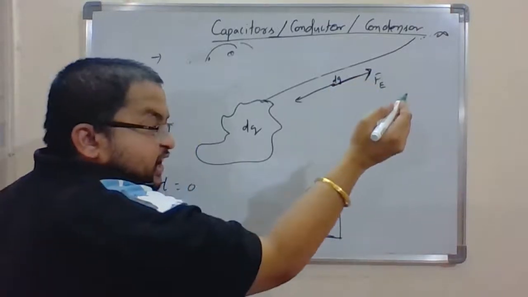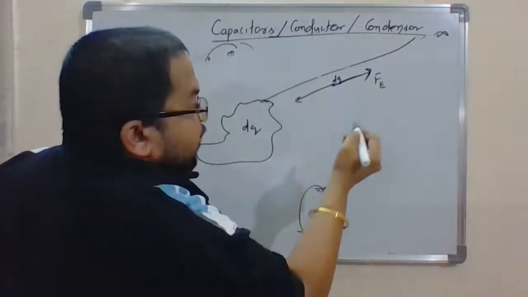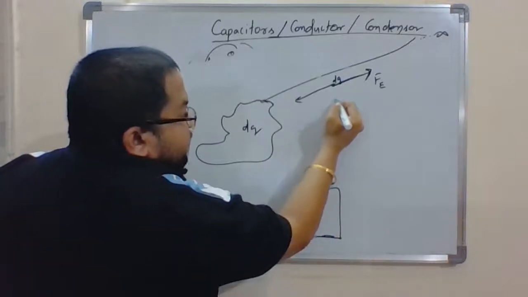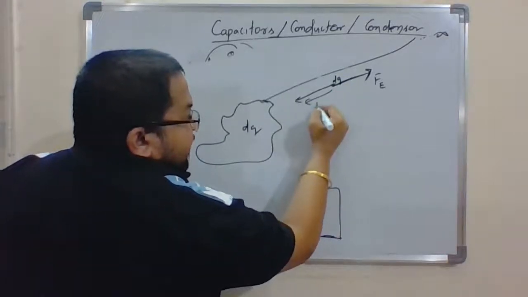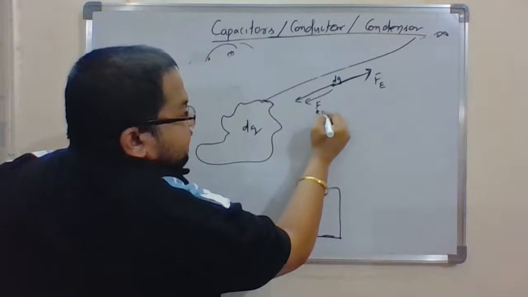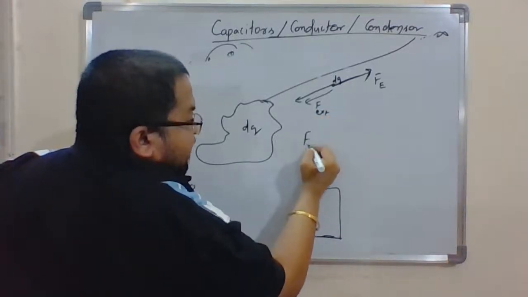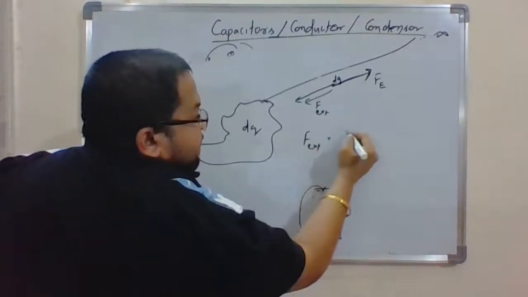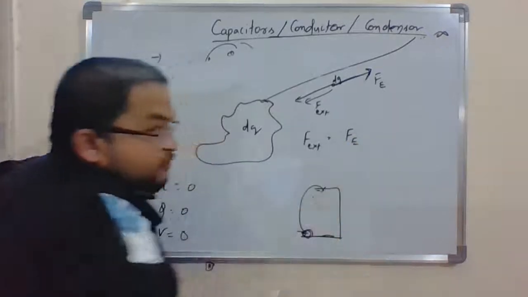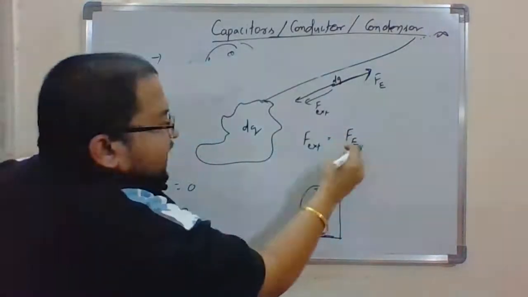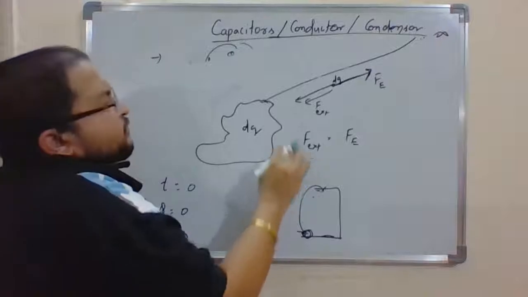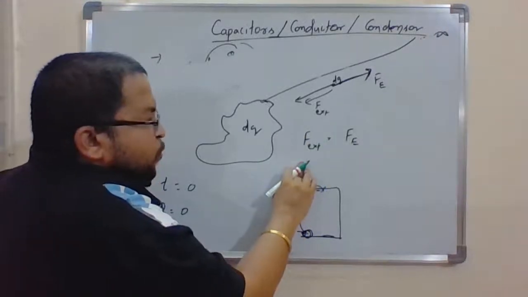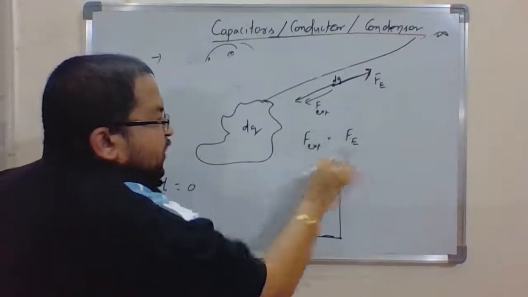How much work would I do? I must apply a force. So I must apply a force F in this direction, F external, such that my F external must be equal to the electric force, or it should be slightly more than the electric force. In physics, for calculation purposes, we'll take F external equals Fe.